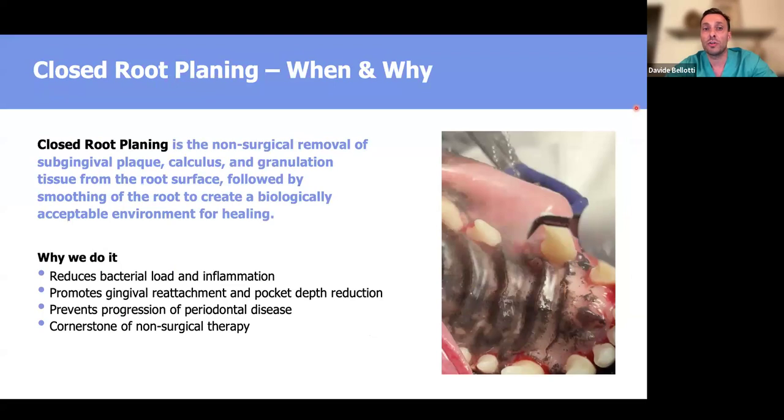So what exactly is closed root planing? That's the suggested treatment for stage 2 periodontal disease. Closed root planing is the non-surgical removal of subgingival plaque, calculus, and granulation tissue from the root surface, followed by smoothing of the root to create a biologically acceptable environment for healing. Why do we do it? We do it to reduce bacterial load and inflammation, to promote gingival reattachment and pocket depth reduction, and to prevent progression of periodontal disease. This is the cornerstone of non-surgical therapy.